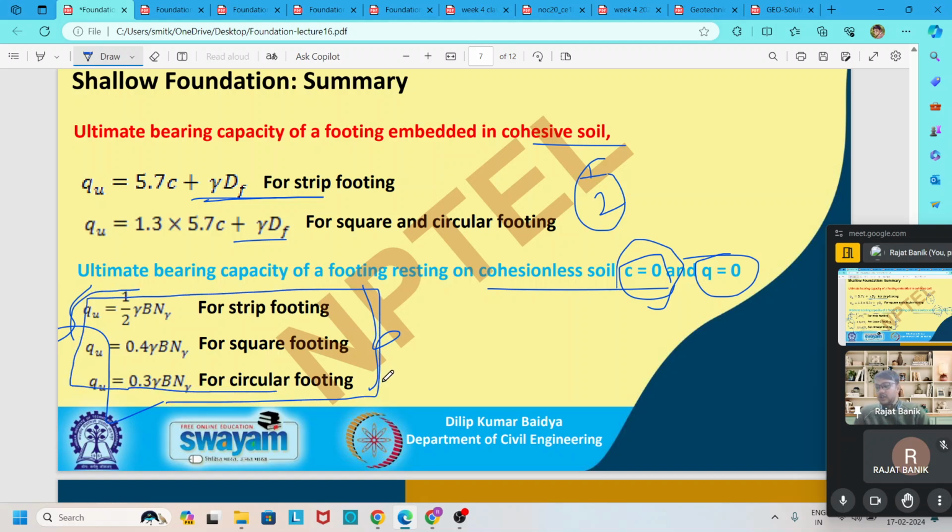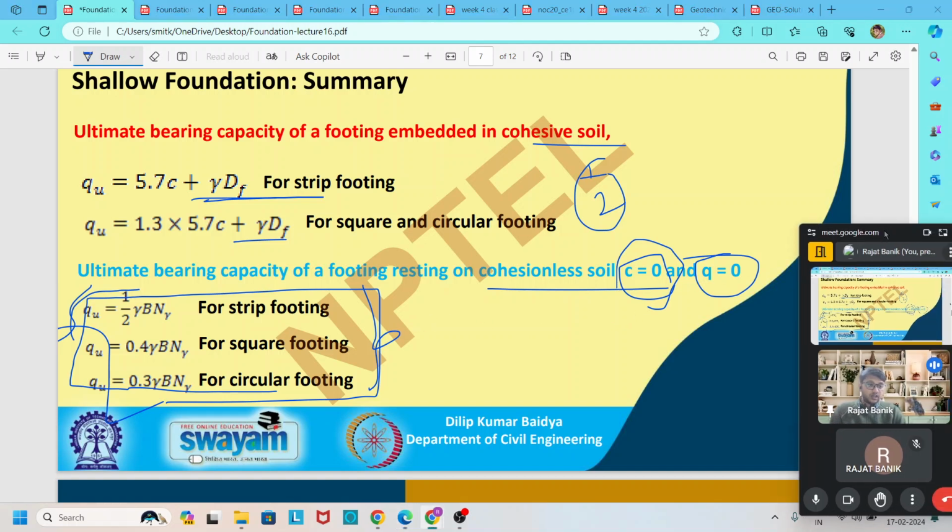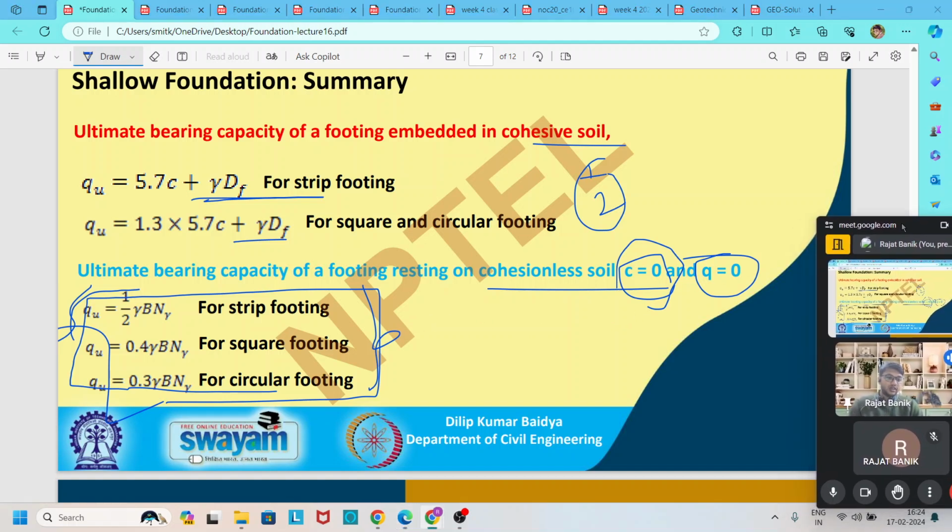Sometimes the examiners set direct questions based on these formulas. So you should be very careful.